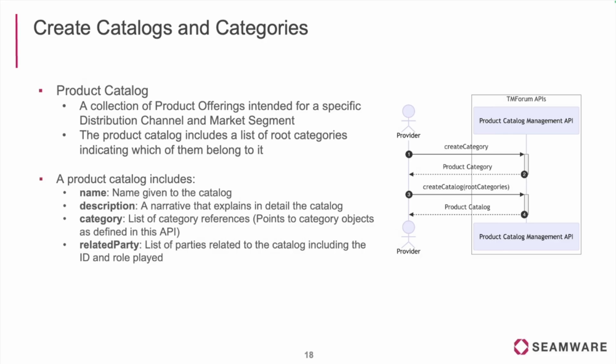On the other hand, we have the catalogs. The catalogs are also a way to group offers. They define product offerings that belong to the same distribution channel or the same market segment, but they are just a way of allowing you to group the different product offerings. And the main difference, you can see that the catalog includes the name, the description, the parties that belong here, and then you can even add a list of categories to the catalog, because you can link a catalog to a particular category tree.